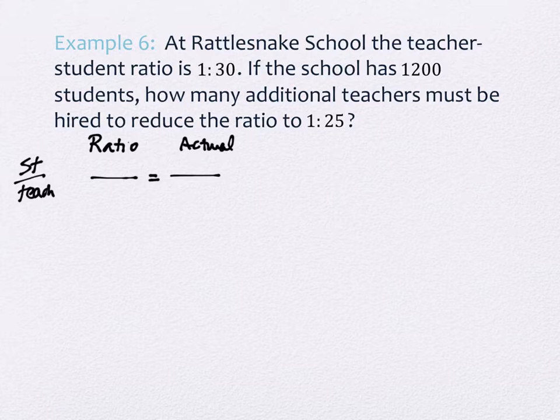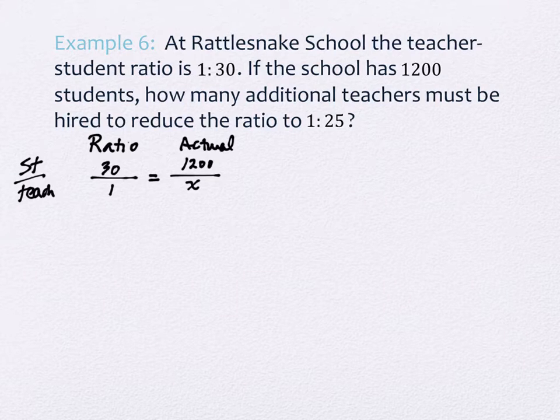So what is the ratio currently of teacher-student ratio? What is it now? Yeah, it's 1 to 30, right? So right now I have the teacher on bottom, for whatever reason, and I have the student on top, so that's the 30, the way I set mine up. That's the ratio. Okay. The actual number of students is 1,200. But I don't actually know my actual number of teachers, agreed? So I've got 1,200 students.